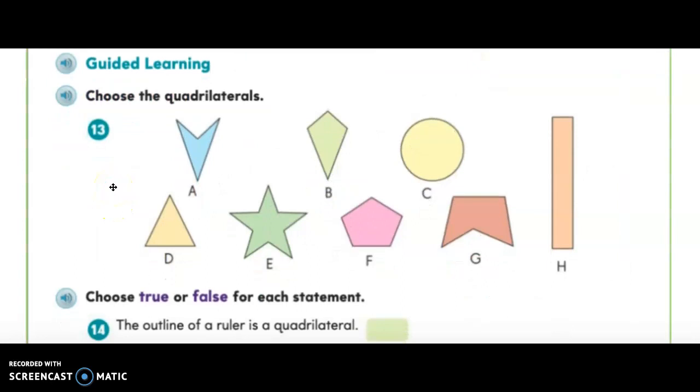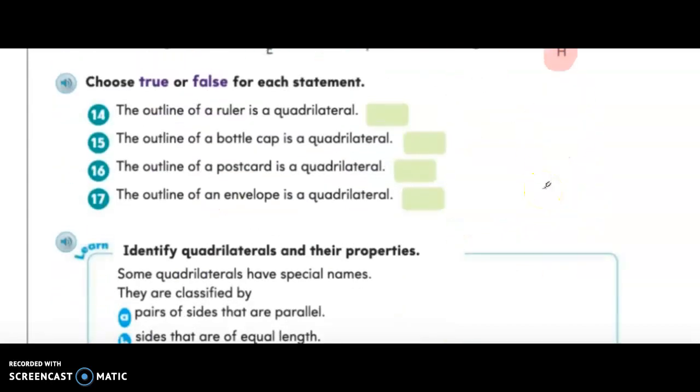So we're going to practice choosing the quadrilaterals. So we're just paying attention to if it has 4 sides. This one has 1, 2, 3, 4. So yes, A is a quadrilateral. B also has 4 sides, so this counts as a quadrilateral. Now C is not a polygon because it does not have straight lines. D is only 3-sided, so no. E has way too many sides, so it's not a quadrilateral. Neither is F, G, but H also is. It has those 4 sides.